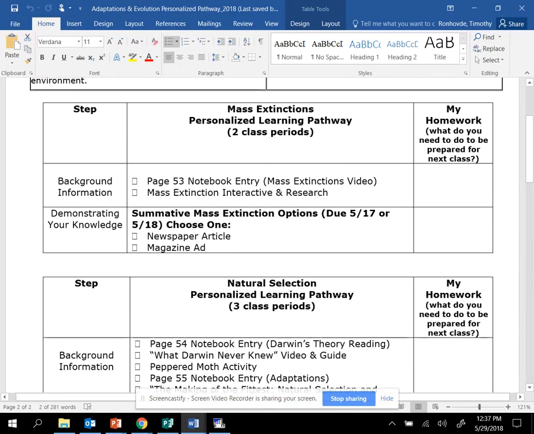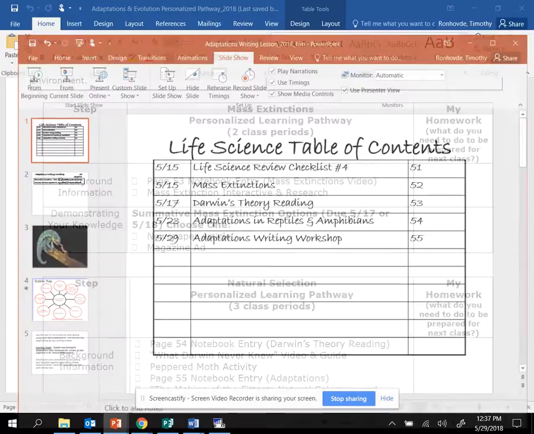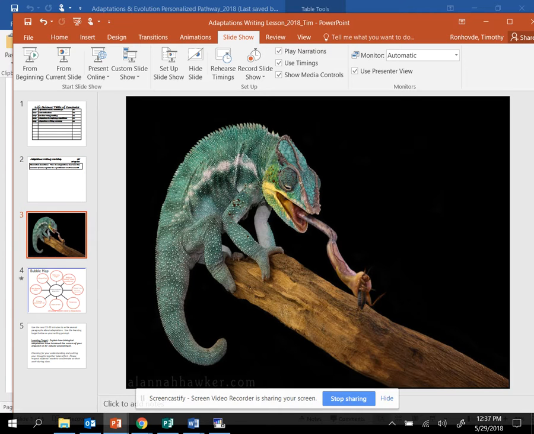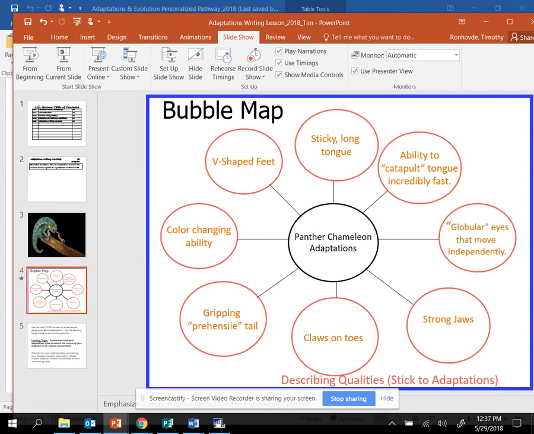All right, which brings us to today, which was the adaptations writing workshop. And you're addressing that question: how do adaptations increase the success of some species in particular environments? We looked at the panther chameleon from the Life episode we watched last class, and you brainstormed all the possible adaptations this organism has to survive. And you just copied down a bubble map on the right side of your notebook. So we went through different adaptations they have.